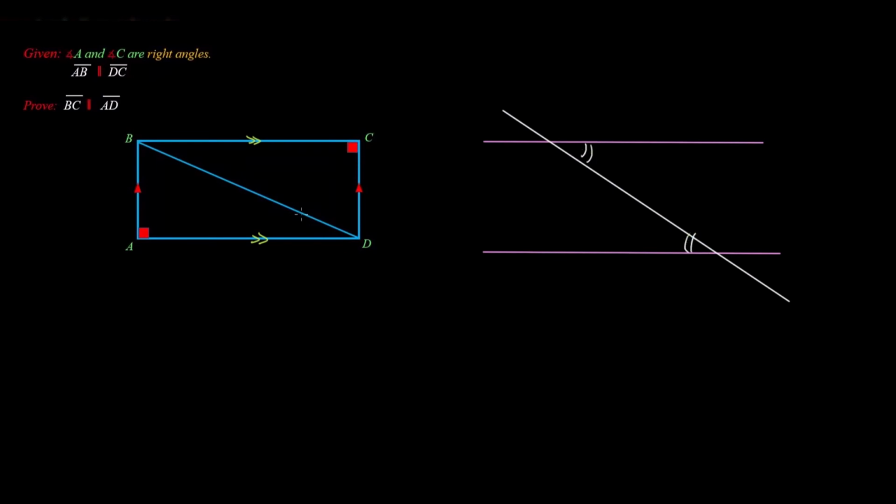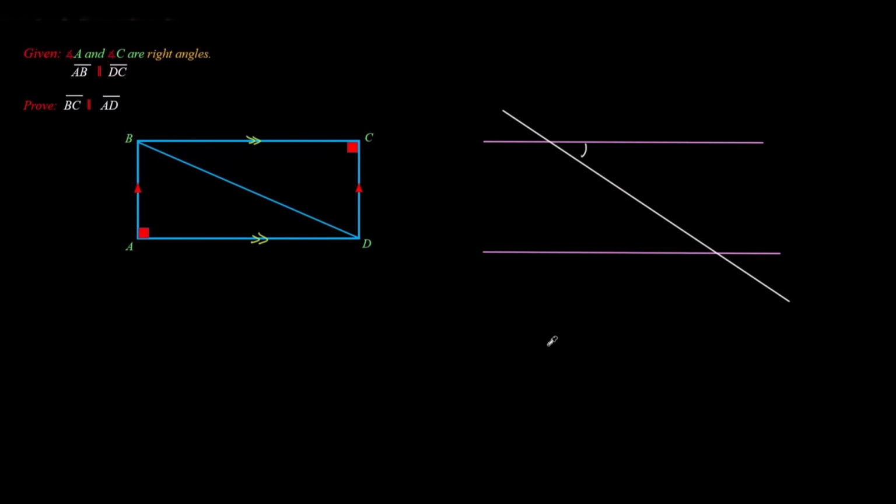So if you can prove that this angle is congruent to this angle, right? Then we can say BC is parallel to AD, right? Okay, so that's actually what we're going to have to try to do over here, that's our goal.